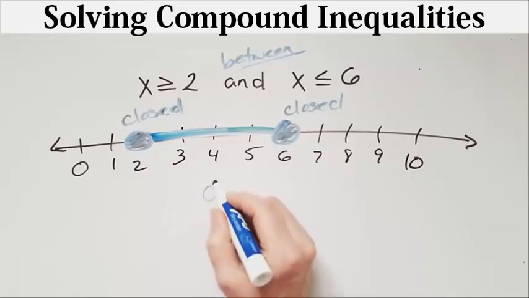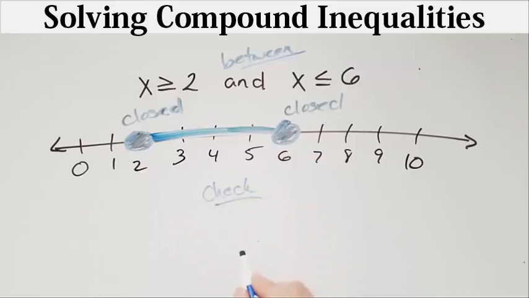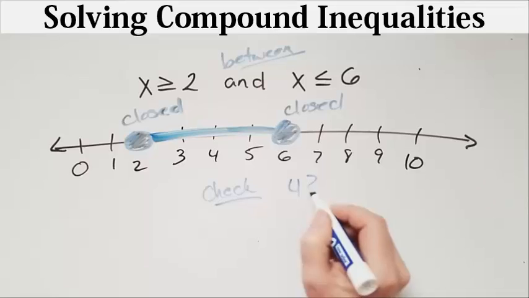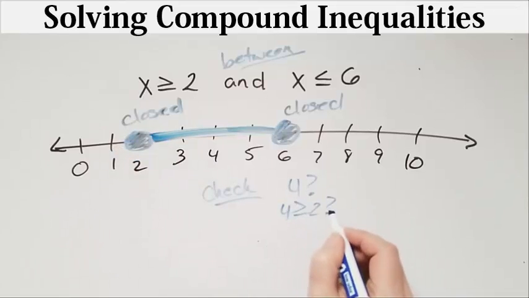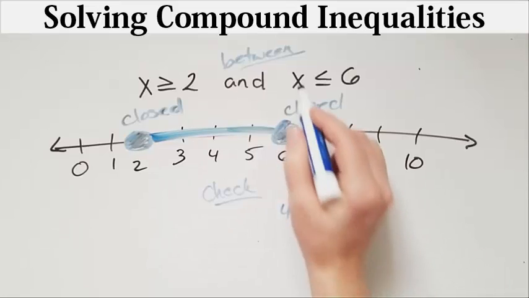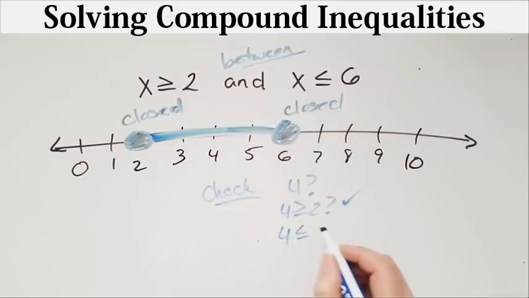And go ahead and kind of think about it and check your answer. You said 4 was an answer. So is 4 actually bigger than 2? It is. Is 4 actually smaller than 6? It is. So you know you picked right. And you're done.